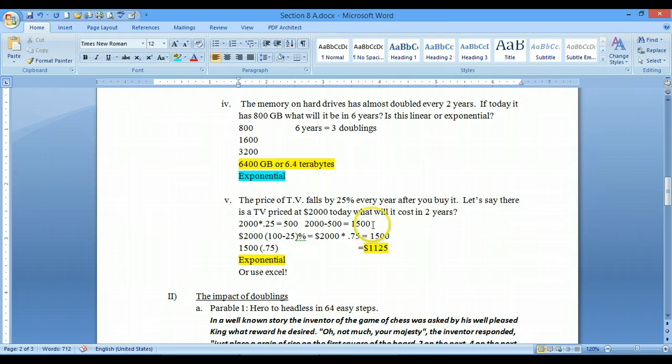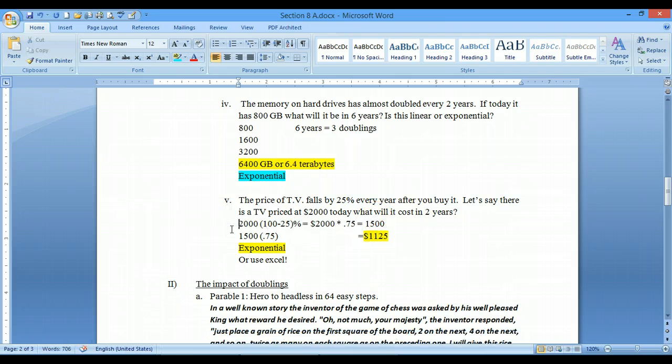We've been doing that for a really long time, but in the latest section we talked about "of" versus "more than." I can take my $2,000, which is 100% of the $2,000, the full price, but it's falling by 25%, which means I'm really multiplying it by 75% of the value, which gives me 1,500. And you don't have to subtract at the end. Now I take this 1,500, which is the cost after 1 year, and I want to find it after 2. So I bring it down to the next one, times it by 0.75, and I get 1,125. I could use Excel.